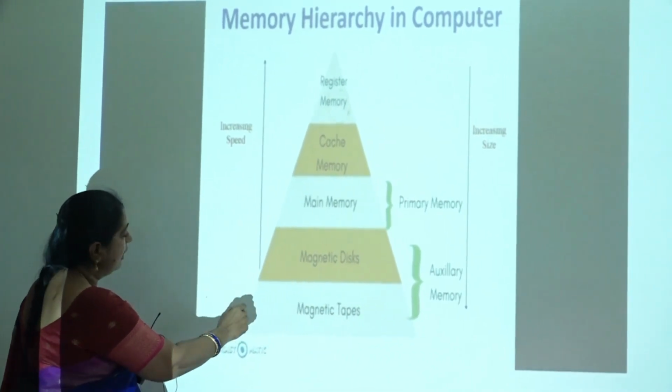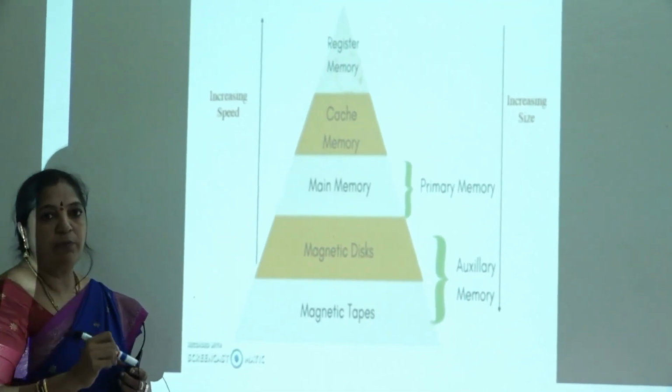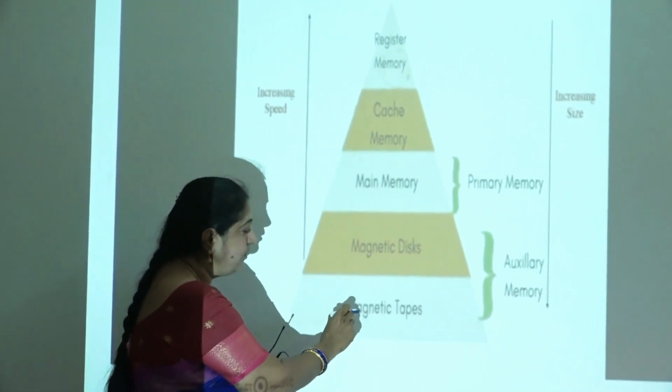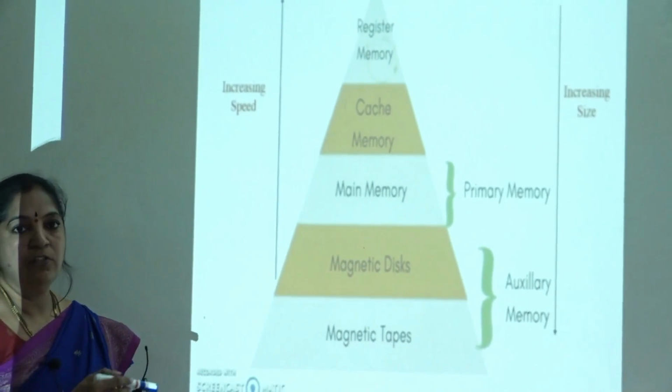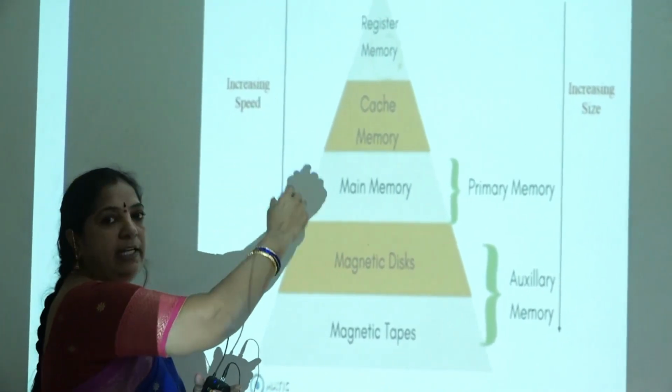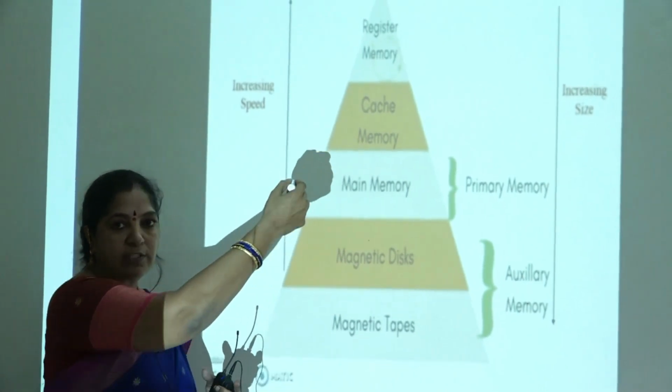Based on speed, from bottom to top it is increasing. Whereas for cost, the secondary memory is low cost, and cache memory is too costly. So in the upward direction, the cost is increasing, if you are comparing.